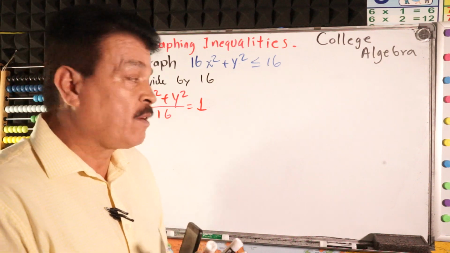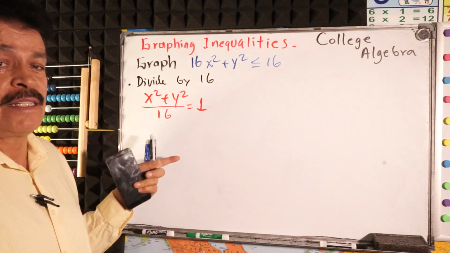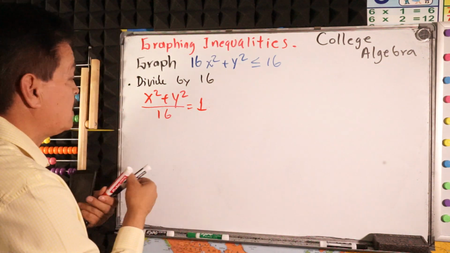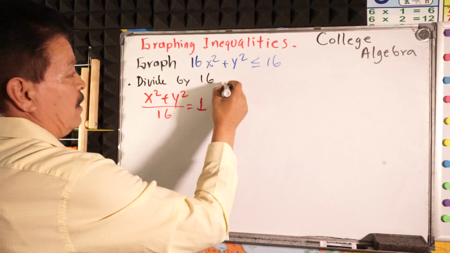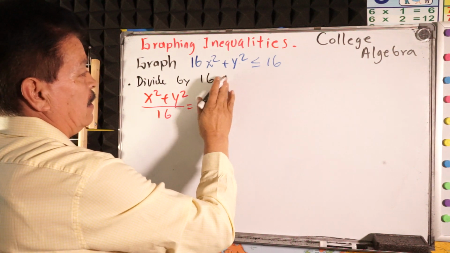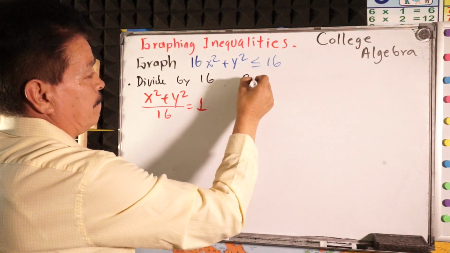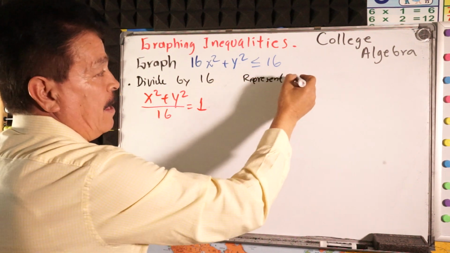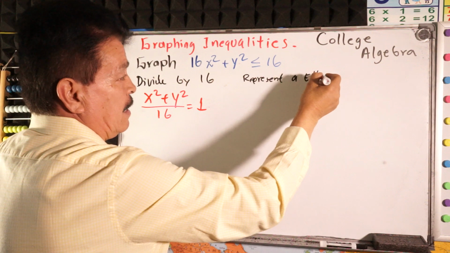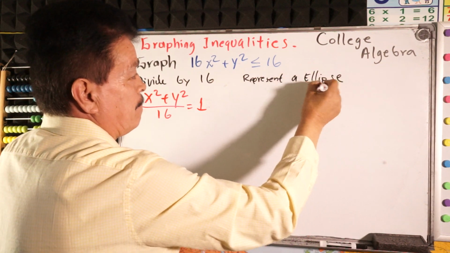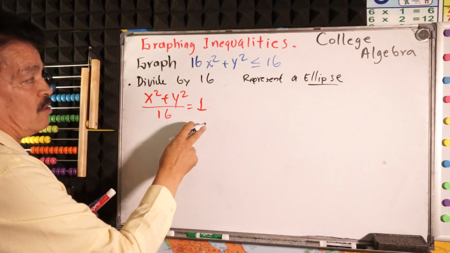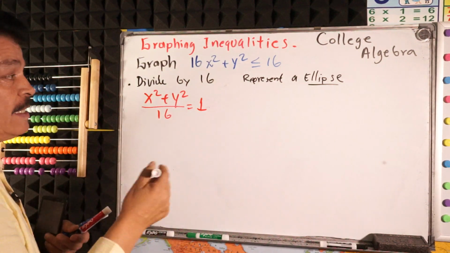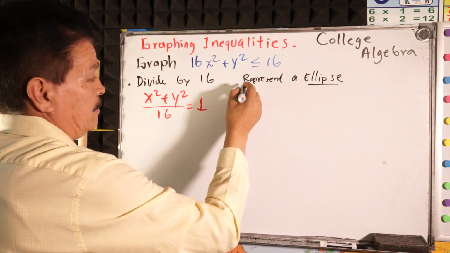So now this equation represents an ellipse. So this equation represents an ellipse. This is one thing. So having the intercepts, let's write it.